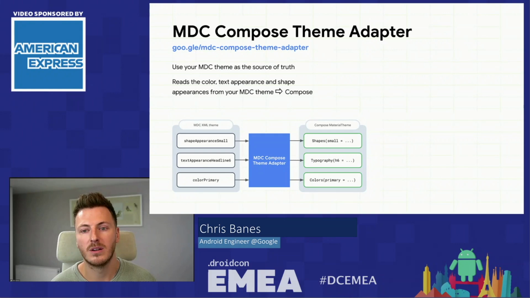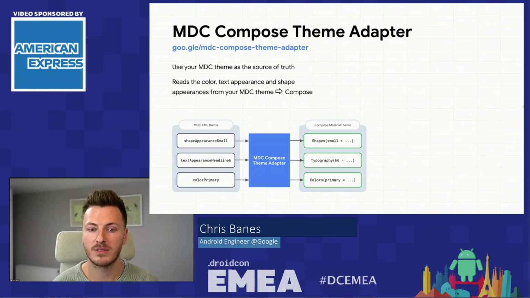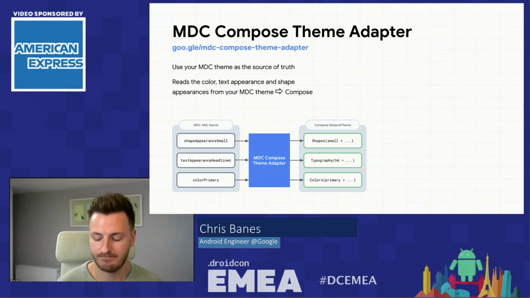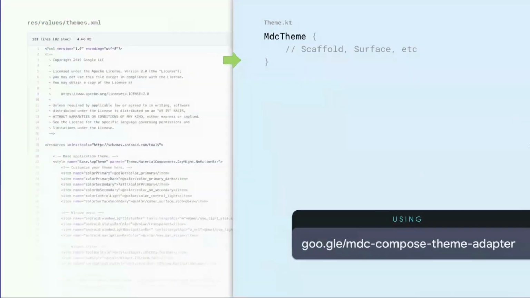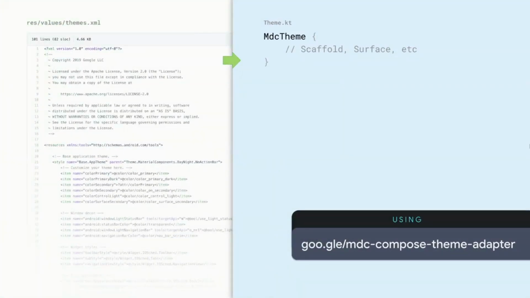Instead, we've published a new library called Compose Theme Adapter, which allows you to reuse your color, text appearances, and shape appearances from your MDC theme, your XML theme, in Compose. And you can get it at this URL. So we go back to our example, and instead of having our handcrafted Compose theme, it becomes a simple call to MDC theme. So it's automatically picking up those XML attributes and then using them in Compose.